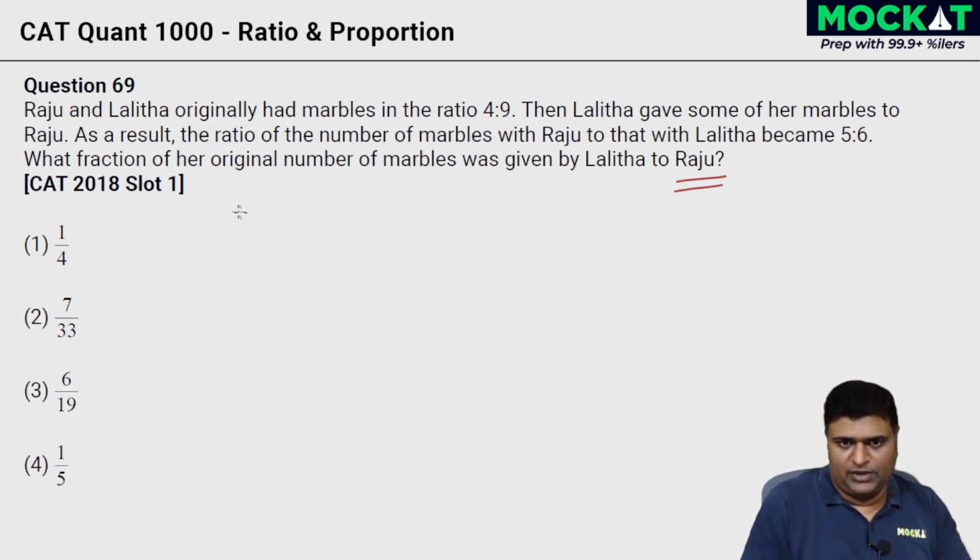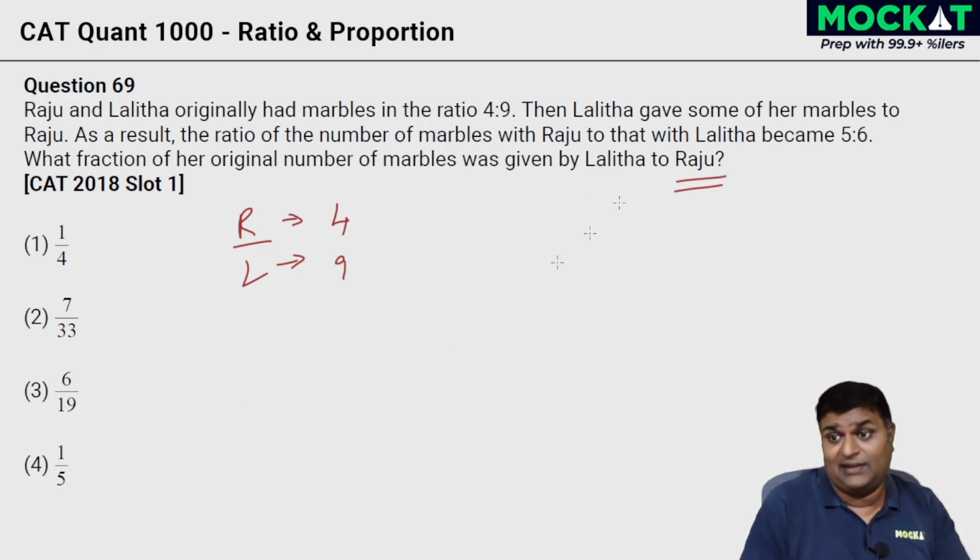So, what we can do is R by L, right? Used to be what? Let's say they used to have 4 and 9 marbles initially, right? Let that be the case itself. Let's assume some values, right? R and L initially had 4 and 9 marbles. But what has happened right now? Lalita has given some of her marbles. How many did she give out? Let's say X marbles she gave. And who did it come to? Came to Raju. Raju's became 4 plus X therefore.